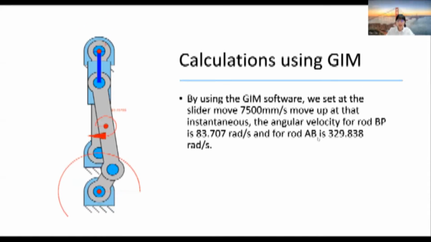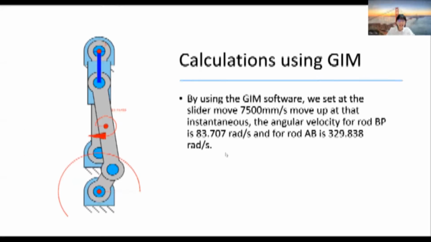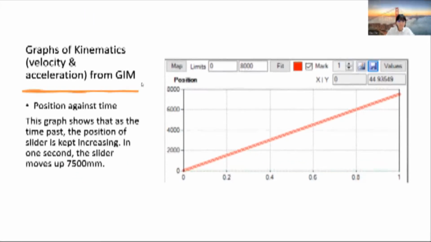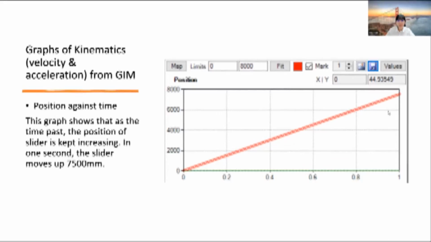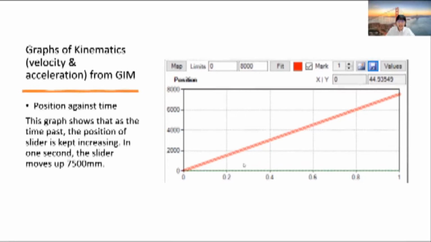Next is the graph of kinematics, velocity, and acceleration from the GYM software. As you can see, the right side is the position against time graph. This graph shows that as time passes, the position of the slider keeps increasing. In 1 second, the slider has moved up to 7,500 mm.